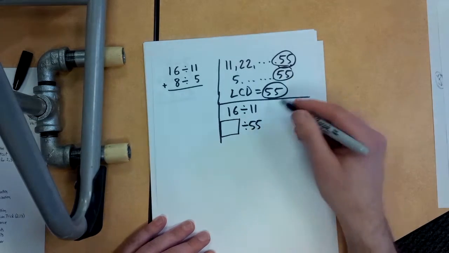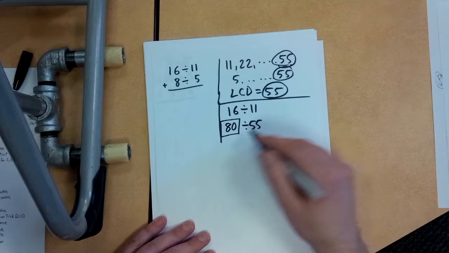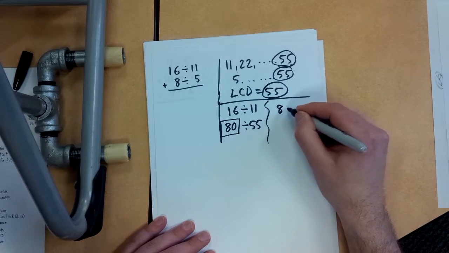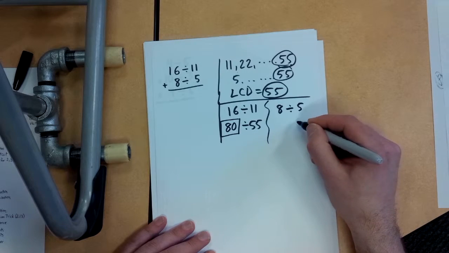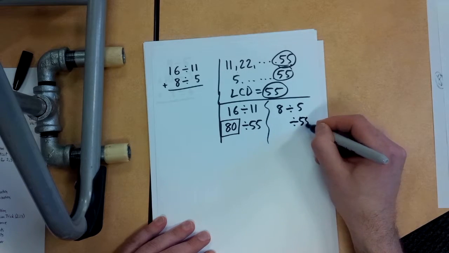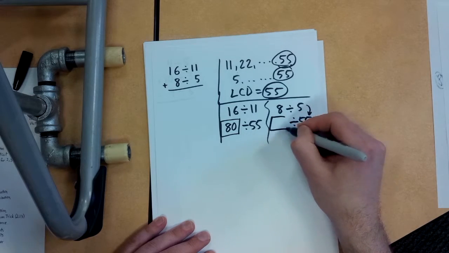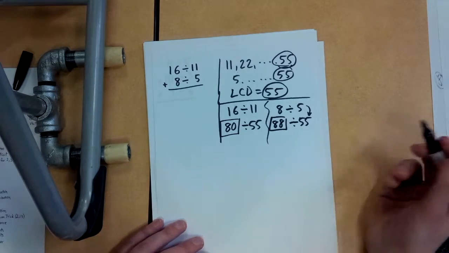So earlier in my mind, I was thinking 16 times 5 is 80. I know that's true. You can check it out. I do make mistakes. Come check it out. And then 8 divided by 5 needs to be something divided by 55. So from 5 to 55 is times 11. So 8 times 11 is 88, actually.